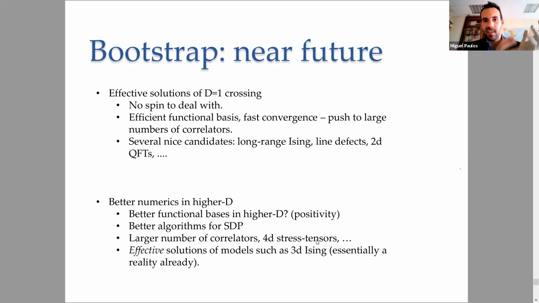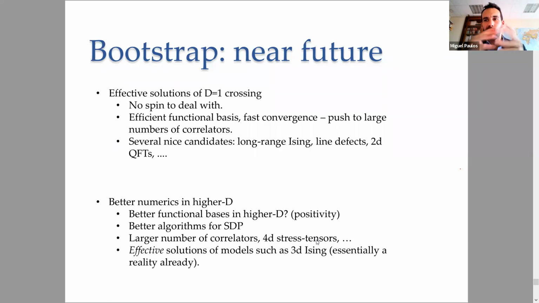And there are many nice candidates that can probably be solved or effectively solved very soon, like the long-range Ising model, or line defects like the Wilson line in N=4, or 2D QFTs in EEST. So I think in the near future, we'll be able to do this. Also in the near future is much better numerics in higher D.